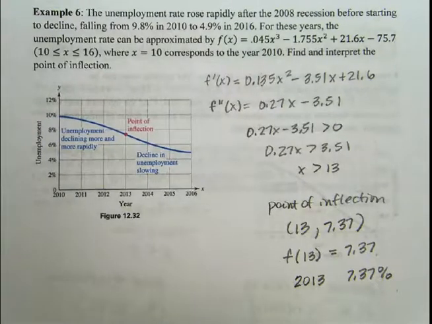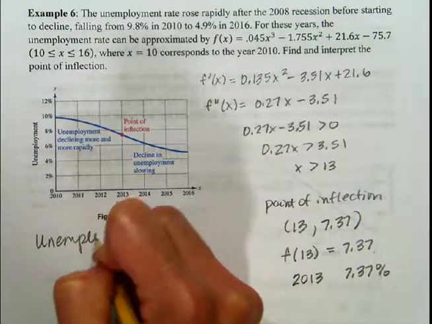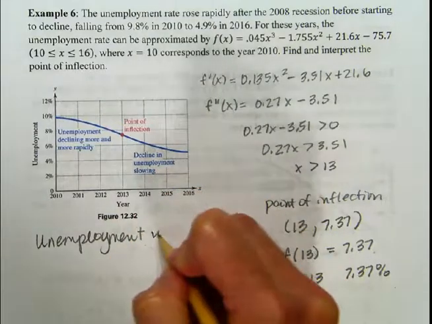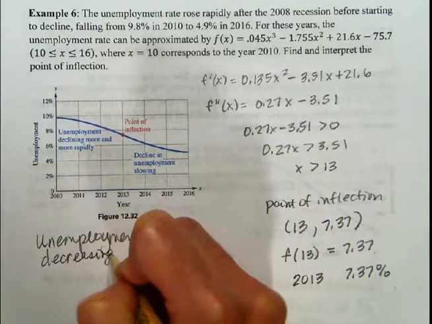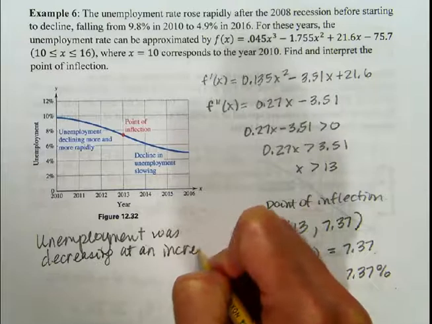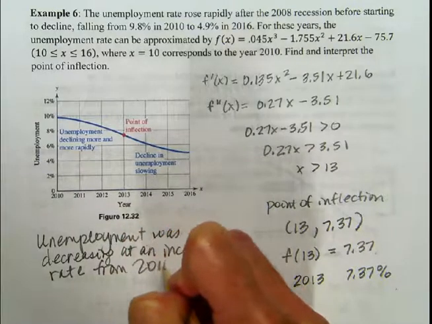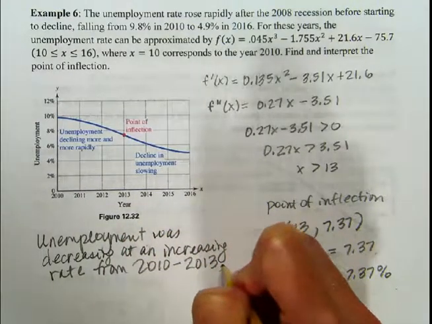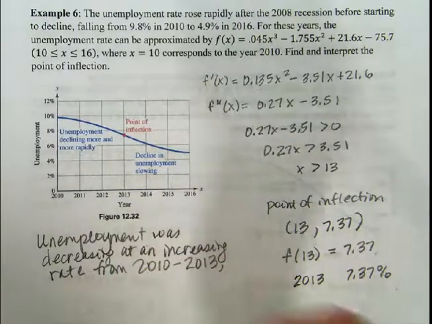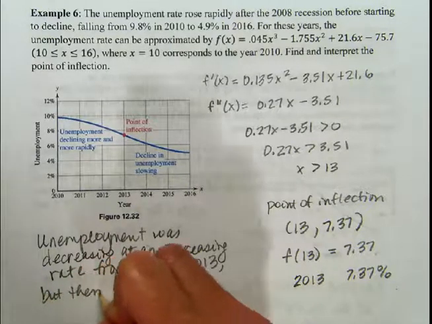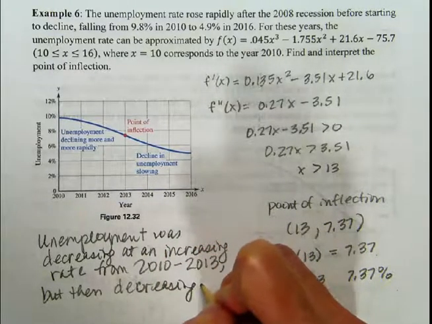Now, in the wording, it means the unemployment was decreasing at an increasing rate from 2010 to 2013, but then decreasing at a slower rate after 2013. I could put at a decreasing rate if I wanted to.